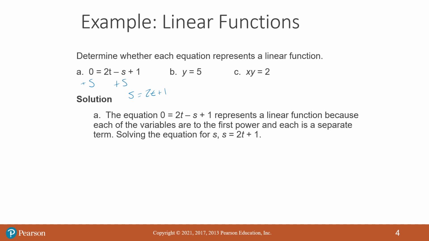The equation 0 equals 2t minus s plus 1 represents a linear function because each of the variables is to the first power, and each is a separate term. Solving the equation for s gives s equals 2t plus 1, like what we just did.